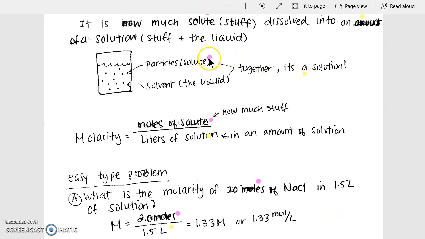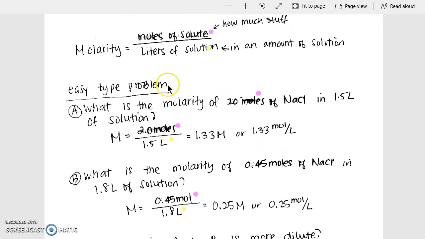And you'll notice some dots. The pink dot will always refer to moles of solute, and the yellow dot will always refer to liters of solution going forward. It's actually pretty easy to solve for molarity. The easiest thing I could do is give you a question where moles and liters of solution are already given to you. So let's look at problem A. What is the molarity of 2.0 moles of sodium chloride in 1.5 liters of solution?